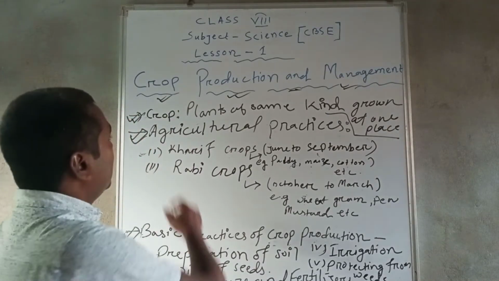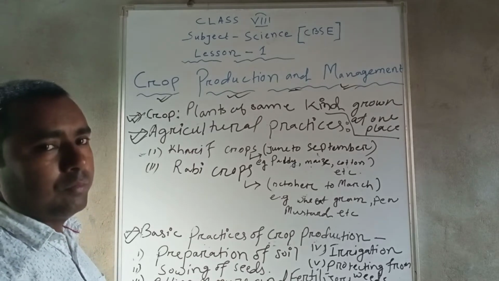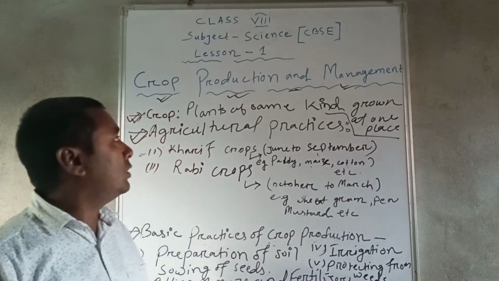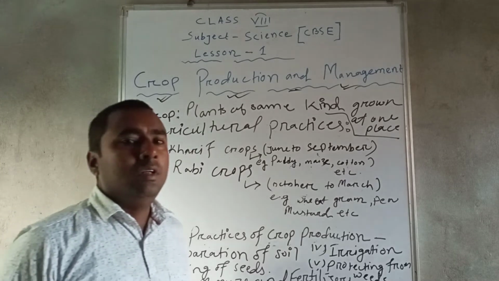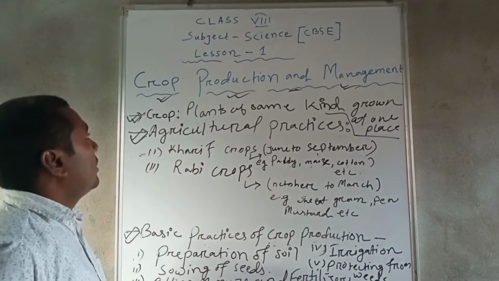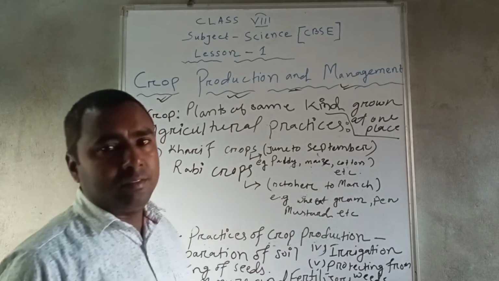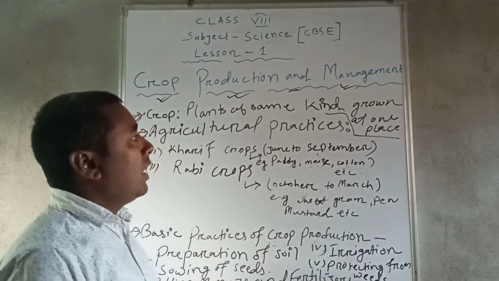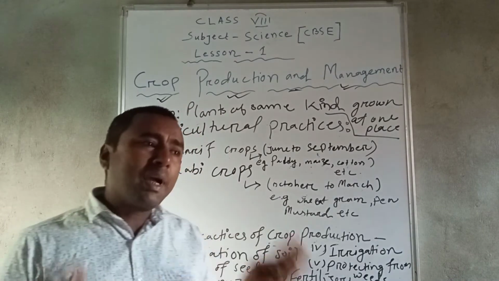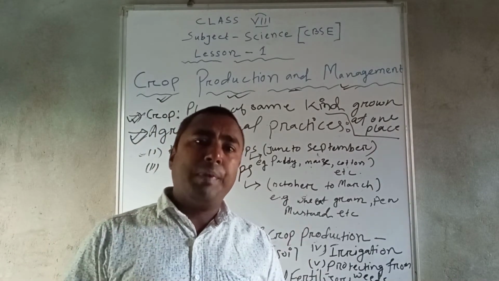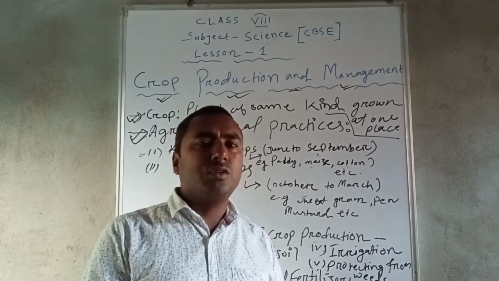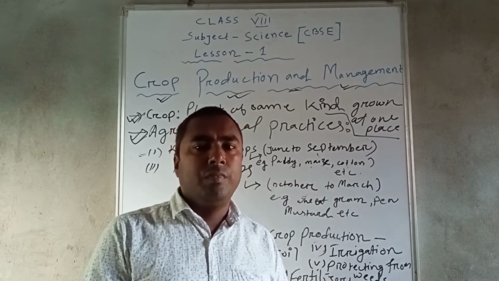So let us see what is crop. This is already known to you. Still, if I give you the definition, it will help you recall the meaning of crop. Crop means plants of the same kind grown at one place. That is, when plants of the same kind are grown at one place, those plants are called a crop. Understood?